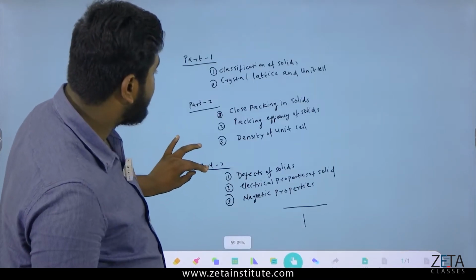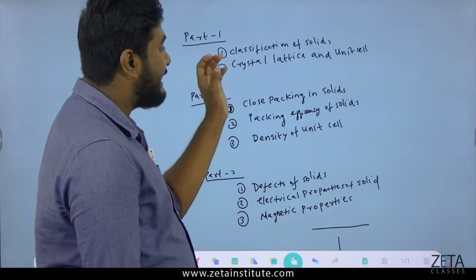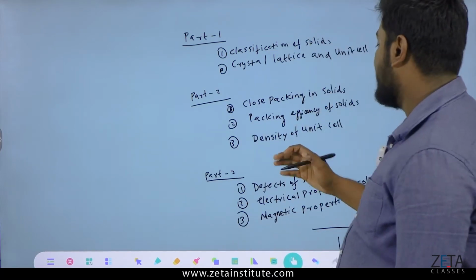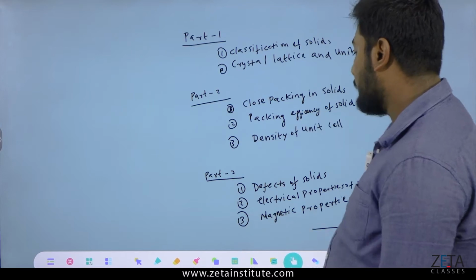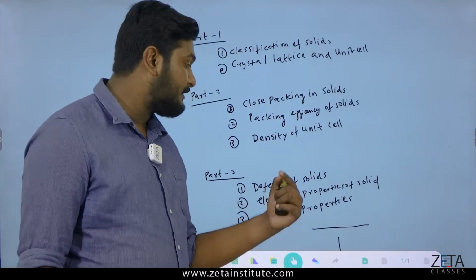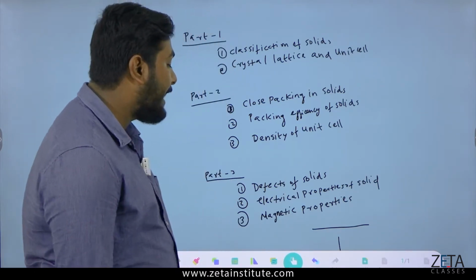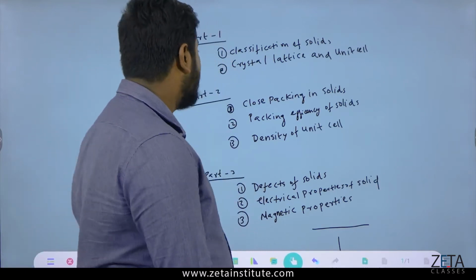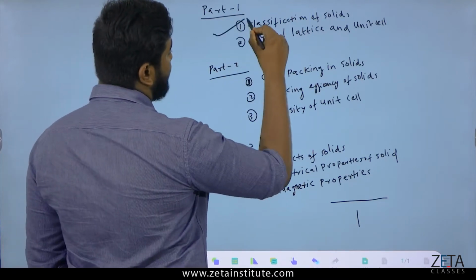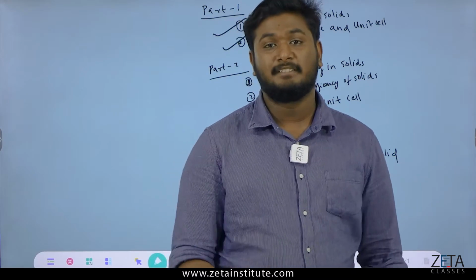So in this chapter, in part 1, we discuss classification of solids and crystal lattice and unit cell. In part 2, we do close packing in solids, packing efficiency of solids, and density of unit cell. In part 3, we discuss defects or imperfections of solids, electrical properties of solids, and magnetic properties of solids. So I am starting with part 1: classification of solids, and crystal lattice and unit cell. I start with the introduction of solids.